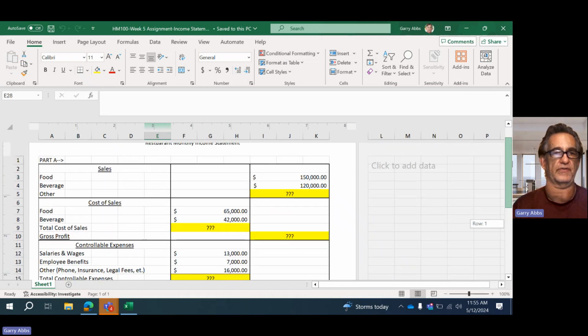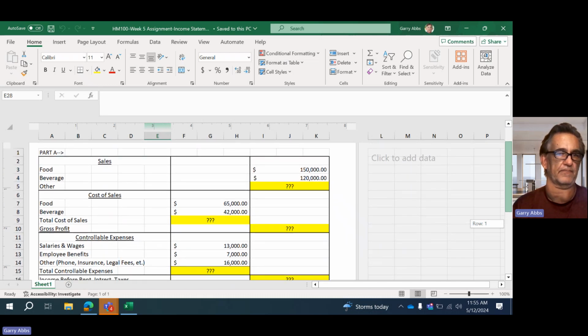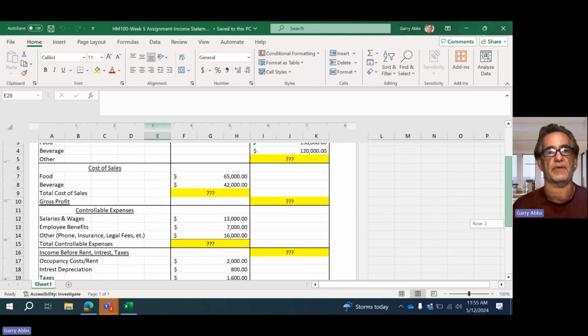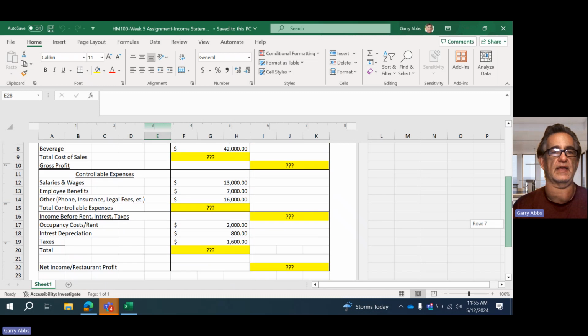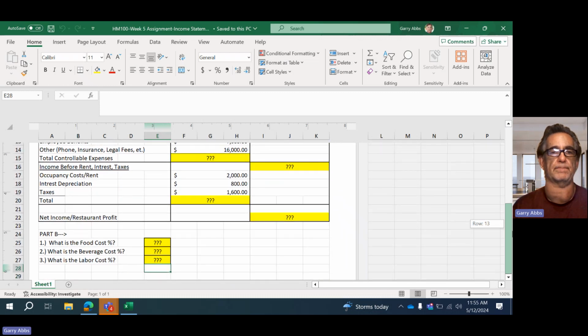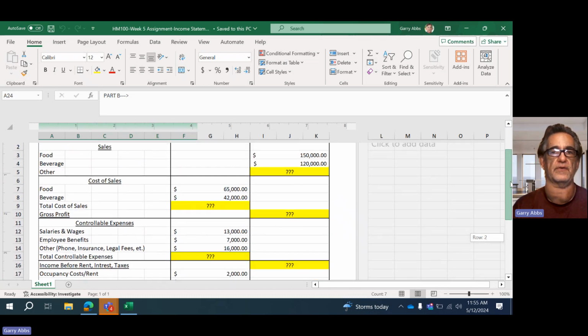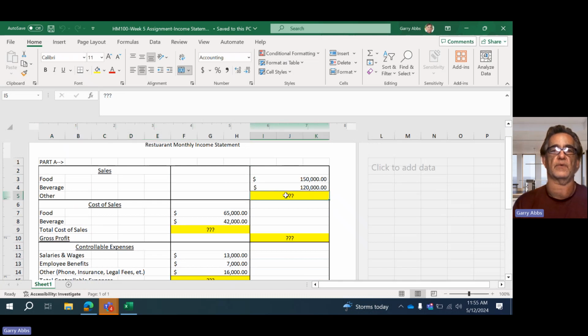And so here you can see this sheet. It's split up with sales, the cost of those sales, some expenses, and then it comes down to the net income. And then we'll figure out part B after we complete this, because we cannot do part B without figuring this out. Now, when I was looking at this, I saw "other," and that was a little confusing.